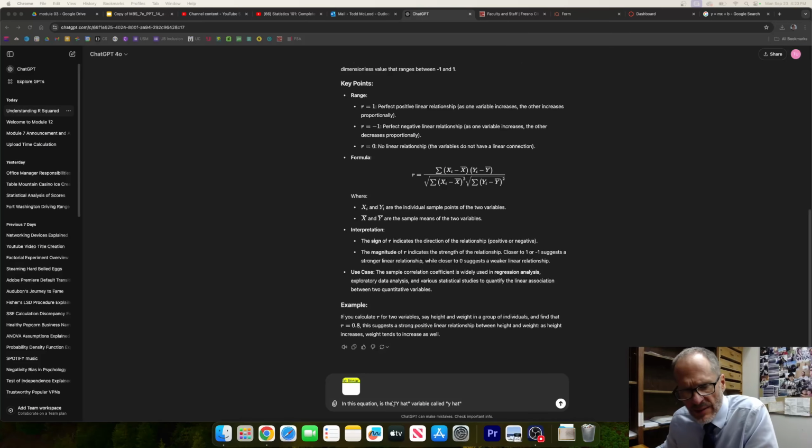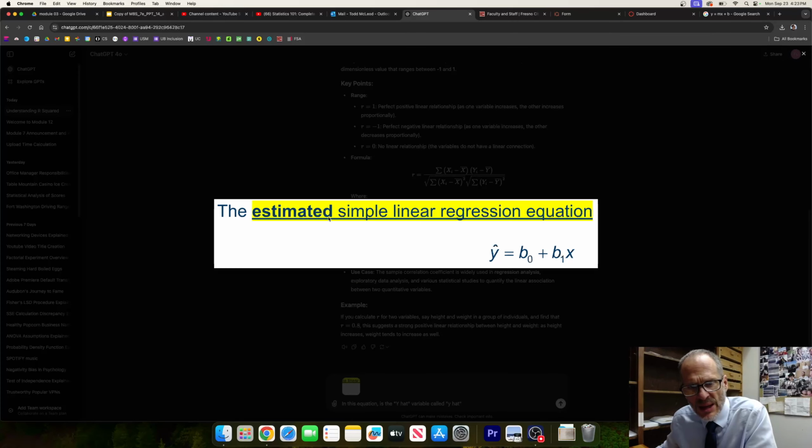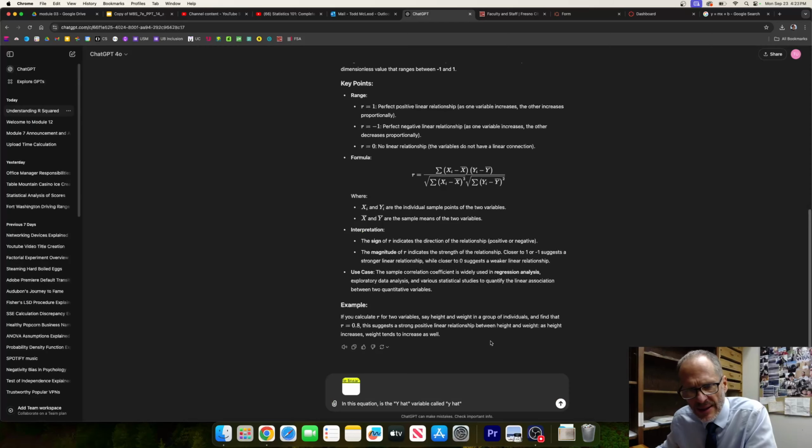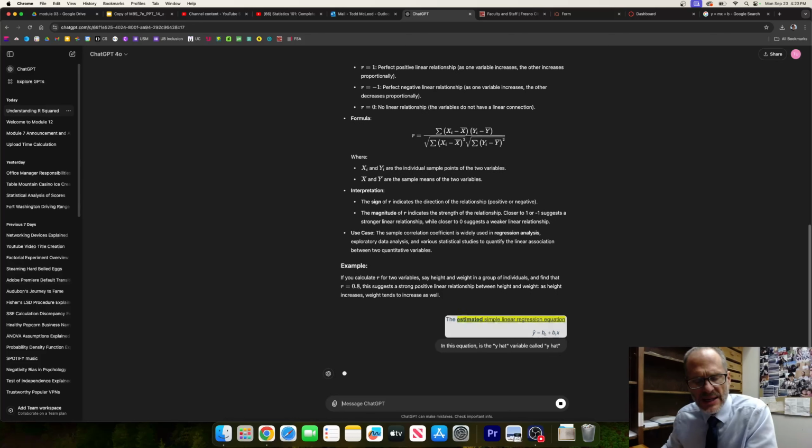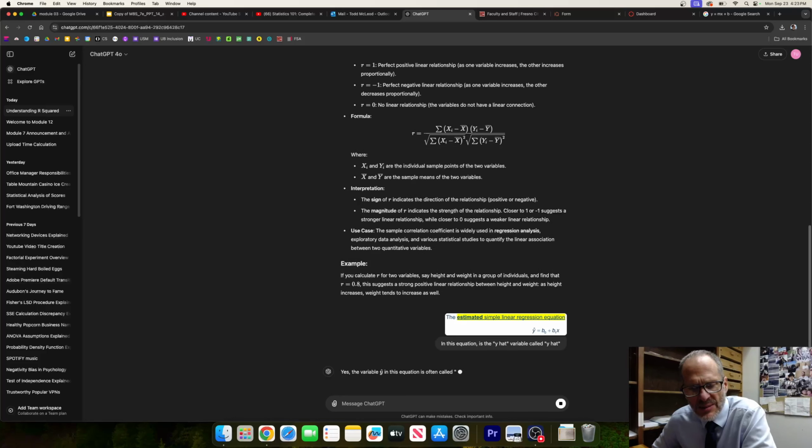Okay, I've uploaded this to ChatGPT, and here's the estimated simple linear regression equation. There you can see the y hat. I'm asking ChatGPT, in this equation, is the y hat variable called y hat? I'll make that all lowercase so it doesn't think I'm asking about case. Let's see what it says.